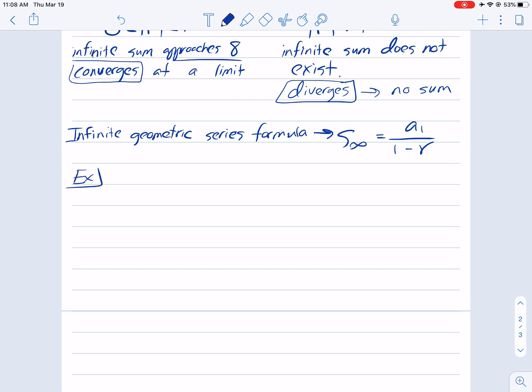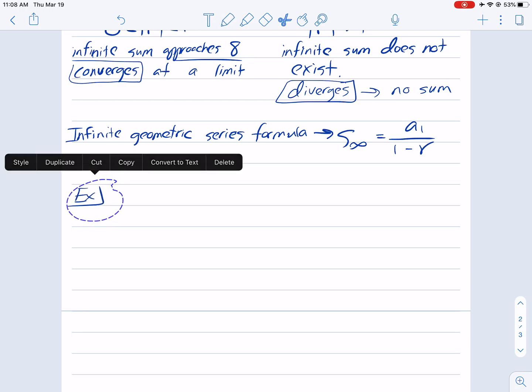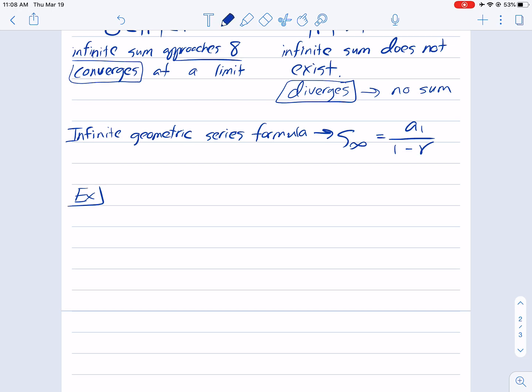Let's do finding, and the directions on all of these are going to be the same. It's going to be find the sum if it exists. And let's do 5, 4, 3.2, and 2.56, going on forever. Okay, I'll let you guys write that down.